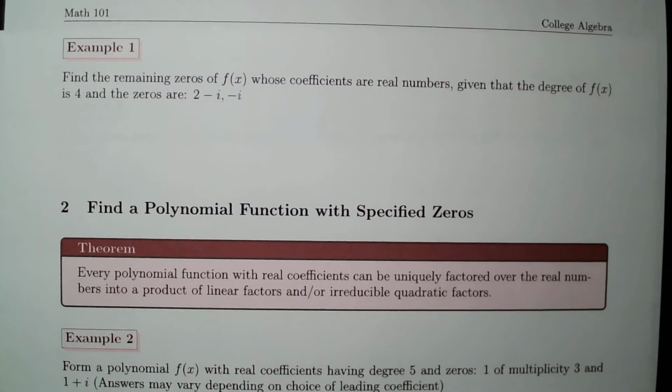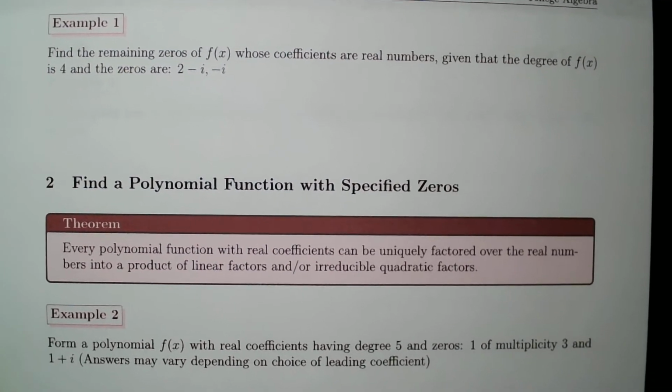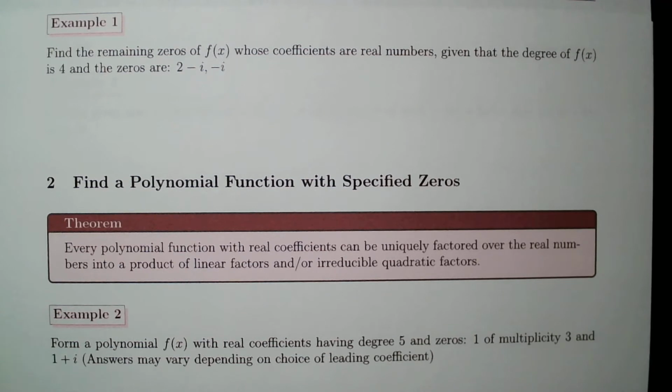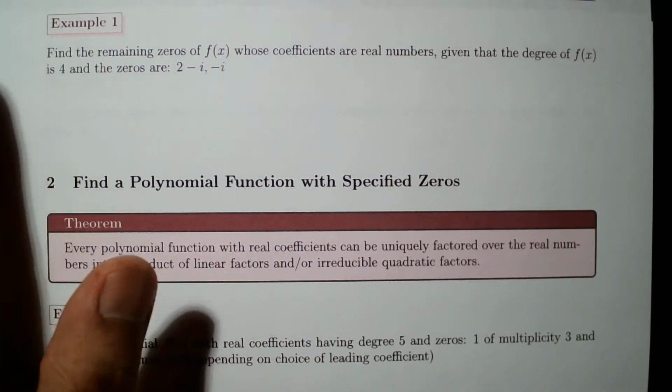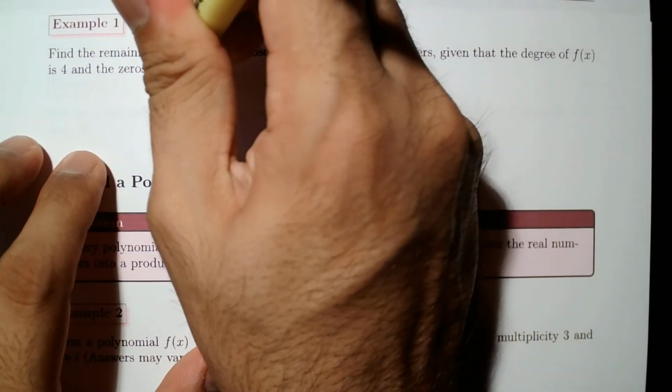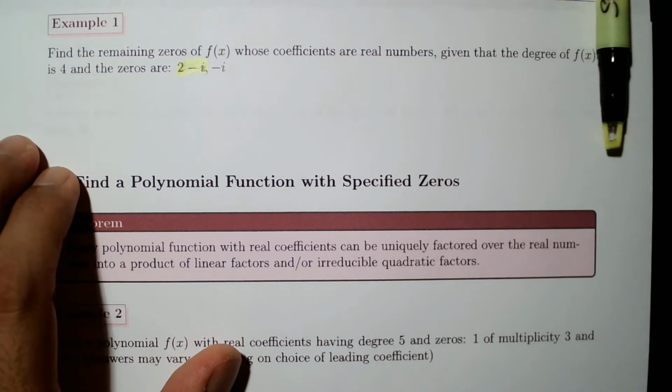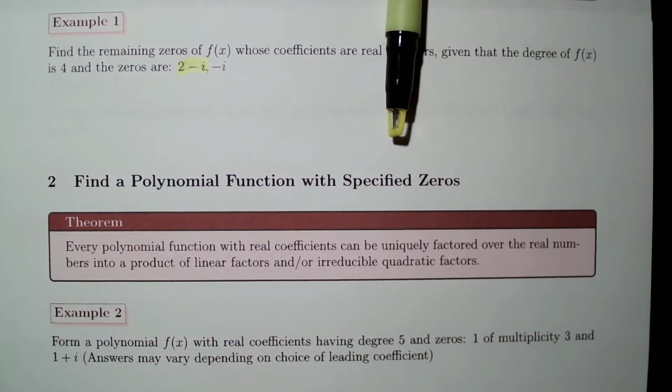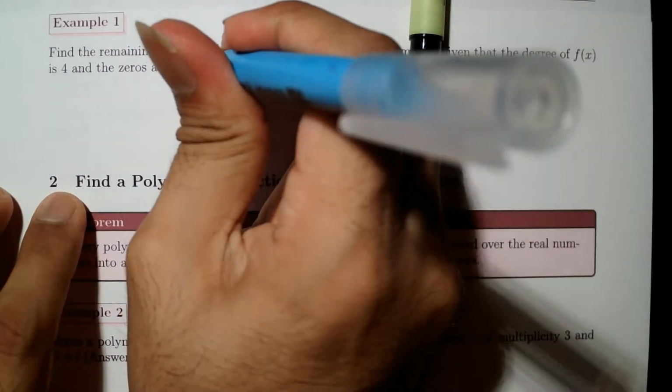Okay, let's look at some examples. Find the remaining zeros of f of x whose coefficients are real numbers, given that the degree is 4, and the given zeros are these 2. So these 2 zeros are given. One of them is 2 minus i, and the other zero is negative i.